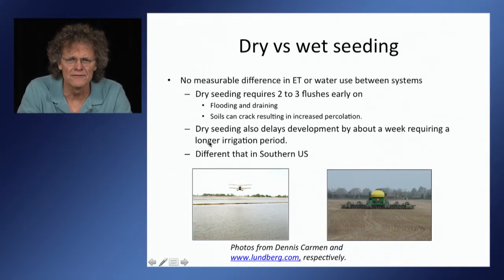This is really quite different than in the southern U.S., and the main difference between California and the southern U.S. is that during this crop establishment period, in the southern U.S., they don't use irrigation water to germinate and establish the crop. This is all done by rainfall, so they can see some significant savings simply based on the ability to limit irrigation water during that first month.